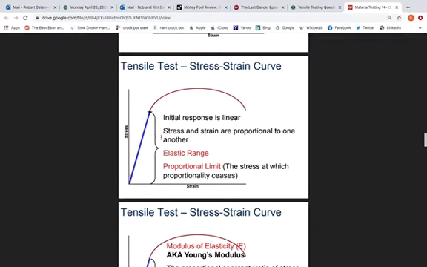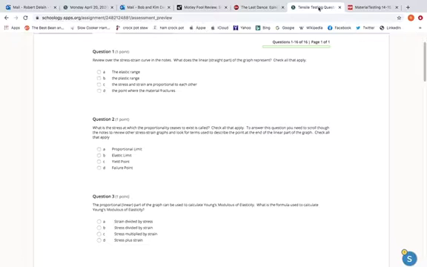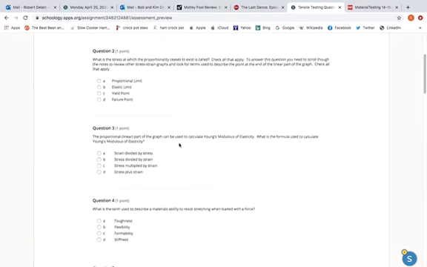It's also called the proportional limit area too. So for this one, you had the elastic range and the area where the stress and the strain are proportional to each other. Question number 2, what is the stress at which proportionality ceases to exist? What is that called? Well, it has a number of different names.